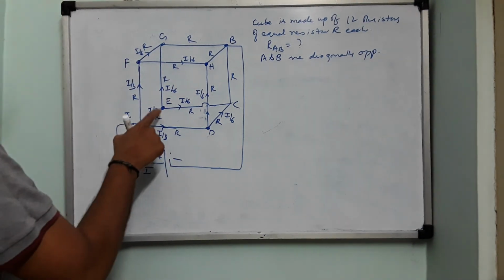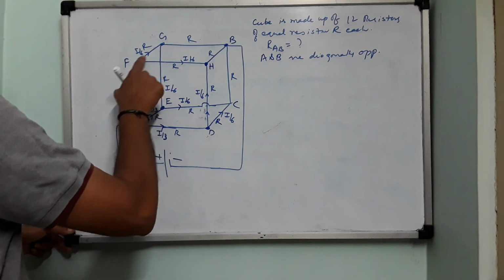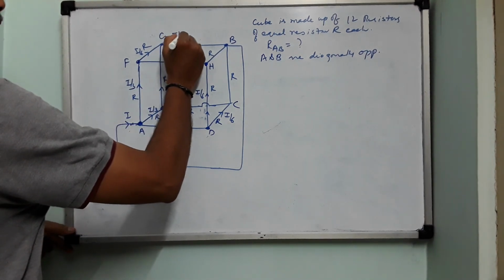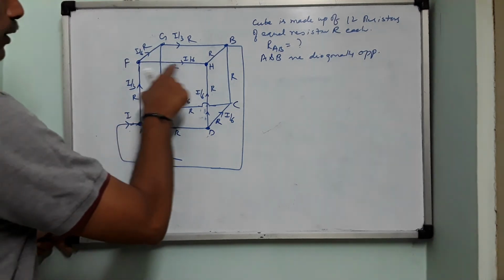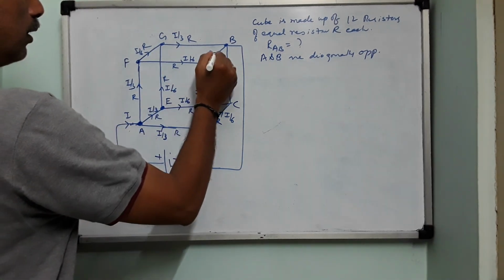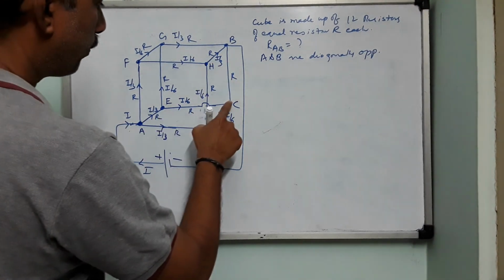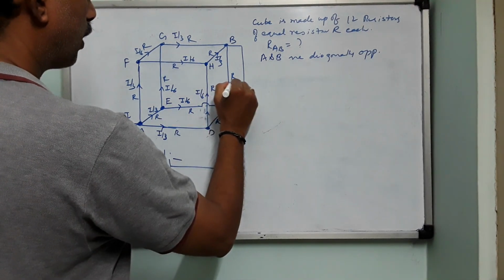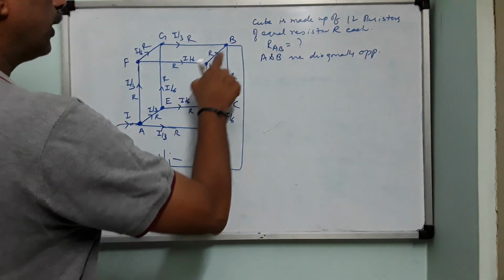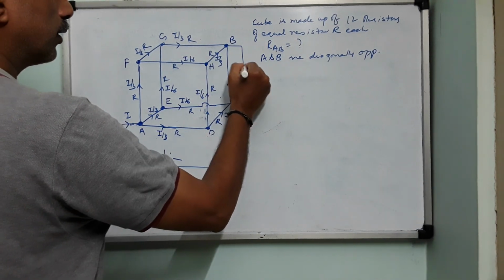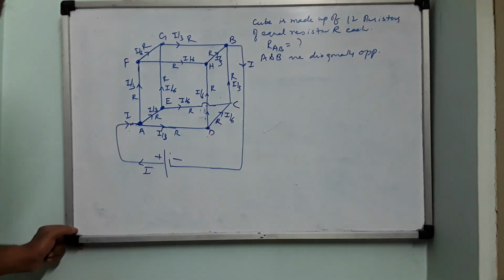You see the beauty, children. This I by 6 will come to G, and this I by 6 will come to G. Both will club to form I by 3. Similarly, this I by 6 and this I by 6 will come out to be I by 3, and here this I by 6 and this I by 6 will come out to be I by 3. So I by 3, I by 3, I by 3, all of them are joining at this junction. This is I. So this is Kirchhoff's junction rule.